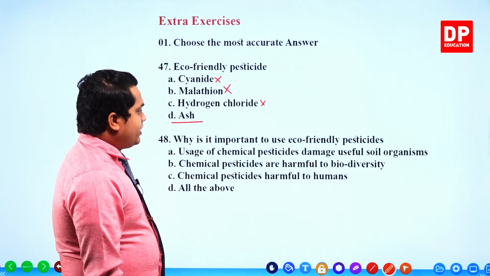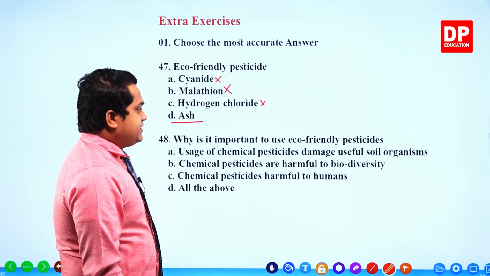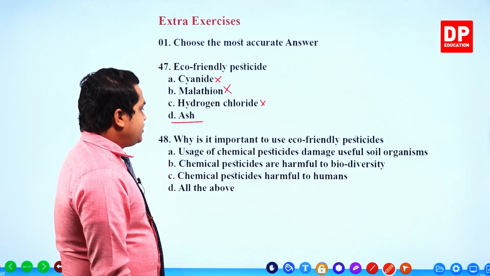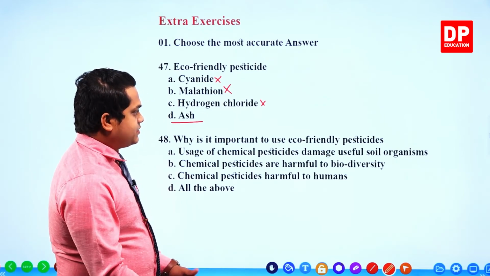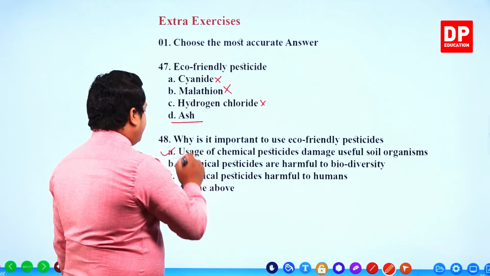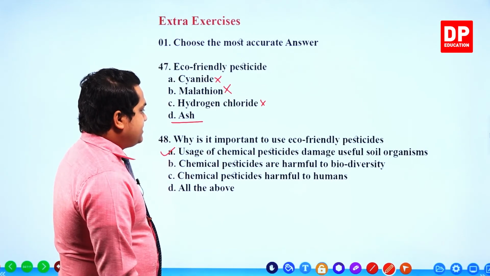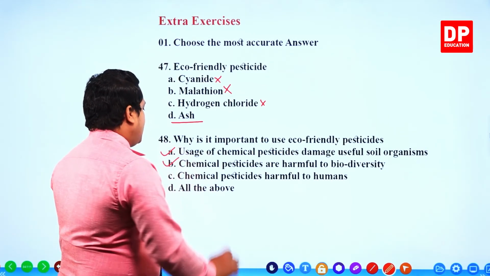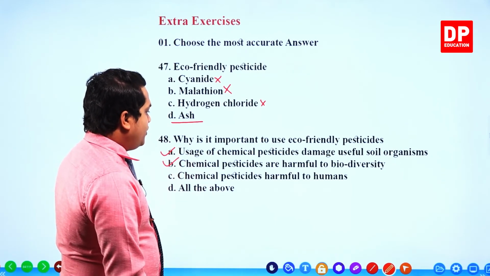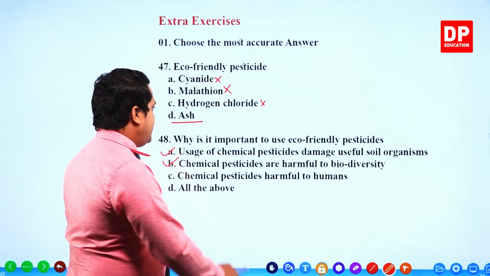Why is it important to use eco-friendly pesticides? Usage of chemical pesticide damage useful soil organisms. Once again, we know that it is correct. Chemical pesticides are harmful to biodiversity. Again, correct. Chemical pesticides harmful to humans. Once again, it is correct.